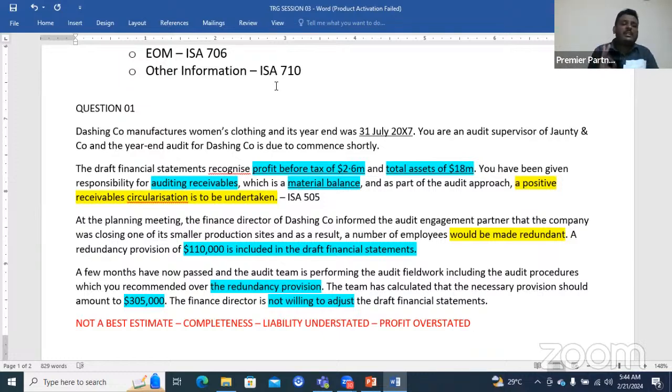The problem is it is not a best estimate. 110 and 305. The reality is 305. The mentioned one is 110. Significant gap. Therefore, it's not a best estimate. By that, it affects completeness. That is the accurate answer for the key issue.